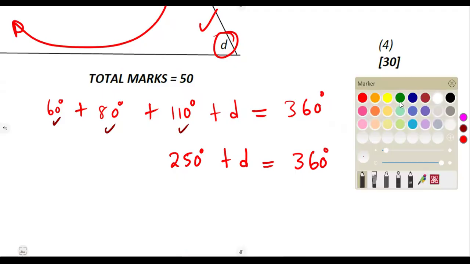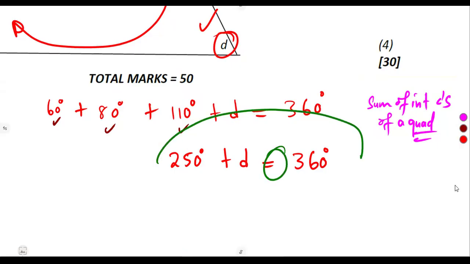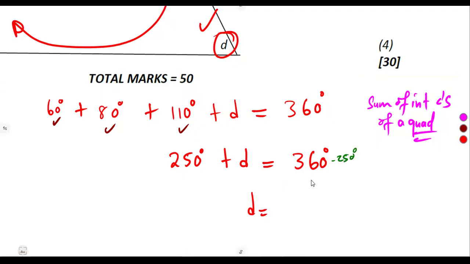So to solve for D, we can simply take the 250 to the other side of the equation. The moment it crosses the equal sign, it must change the sign. So we're going to subtract it on the other hand. So that's D is 360 minus 250, which is 110 degrees. That's how you can simply solve this.